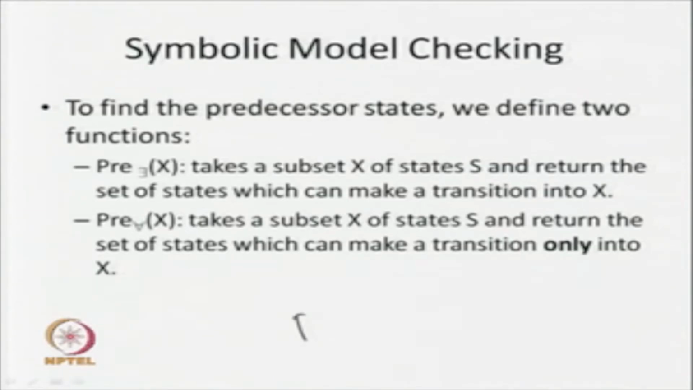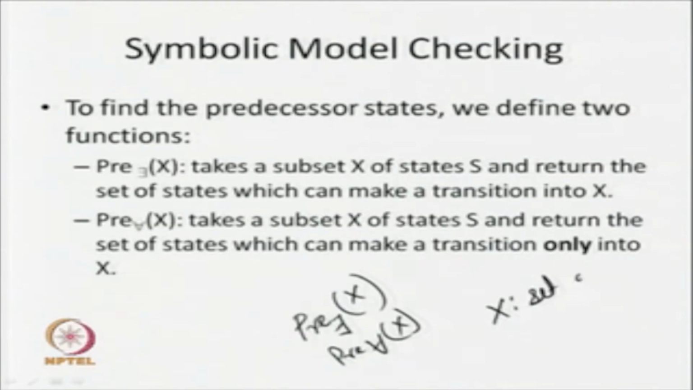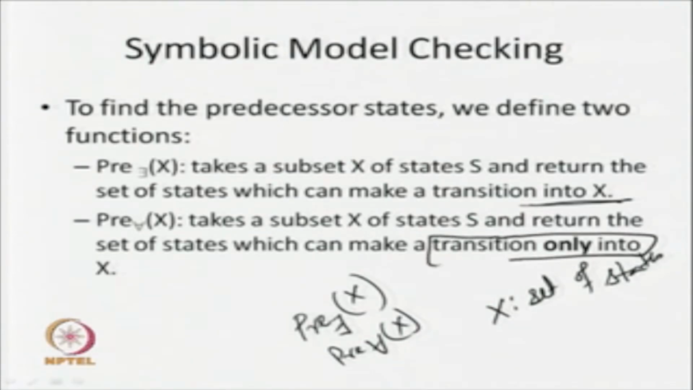These are the two operators we will be needing, pre exists x and pre for all x, where x is a set of states. So, pre exists x: we take a subset x of states S and return the set of states which can make a transition into x. And pre for all x is similar to pre exists x, but in this case we take only those states which can make a transition only into x. This is the crux: transition only into x.